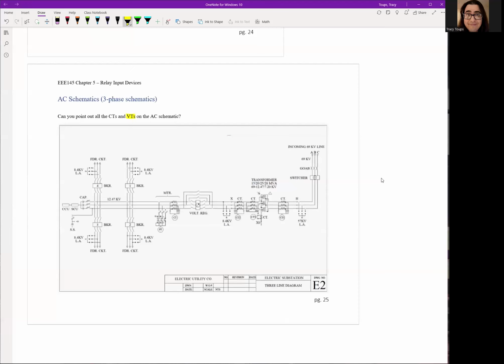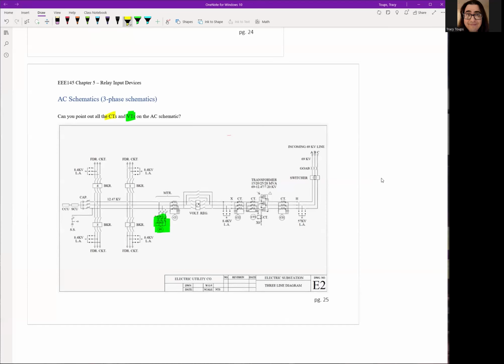So the VT, let's do that first. Okay. The VT is right here, right? Now notice this thing says PT because this is probably an older drawing, but this is your voltage transformer. Notice how it hangs off of the main line, okay?